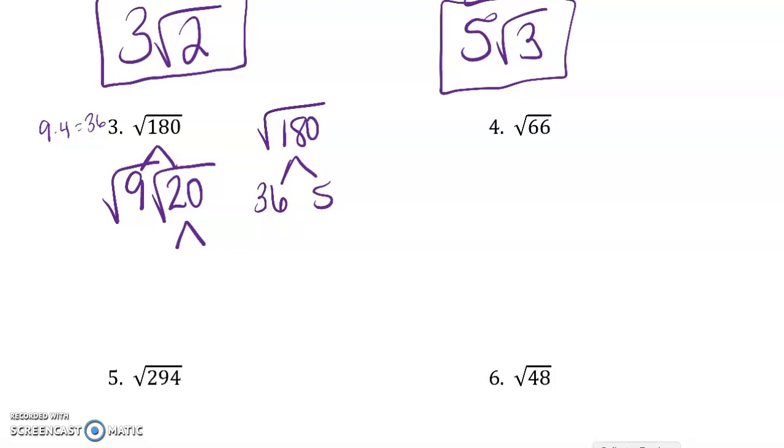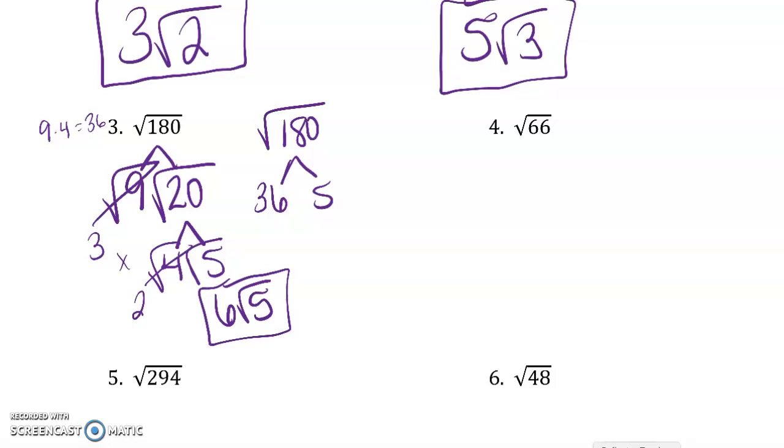Look over here how I'm going to make this 4 times 5, square root, square root. Here's where we have to be careful. This becomes a 3, this becomes a 2, and it's all multiplication. So our final answer is 6 square root of 5.